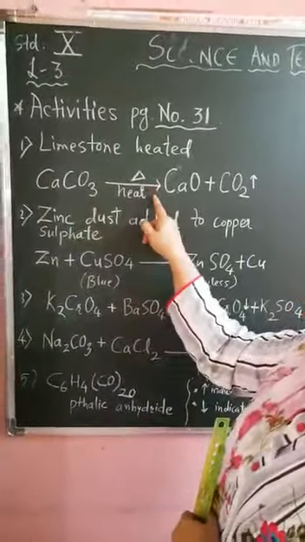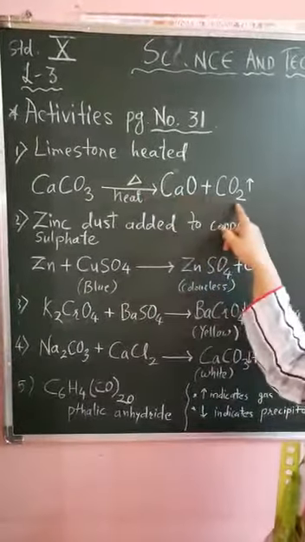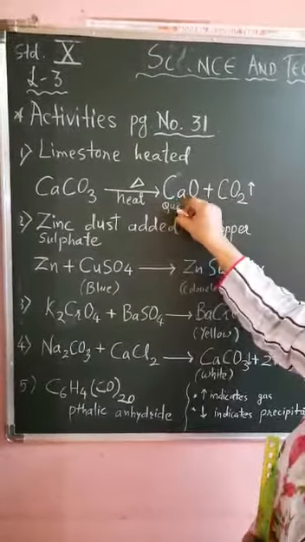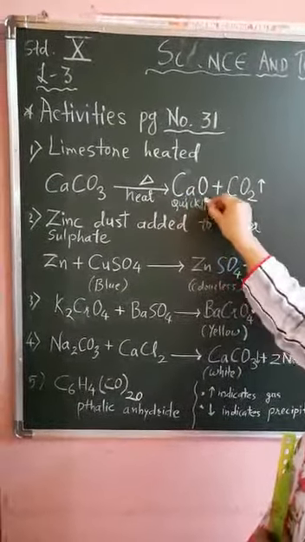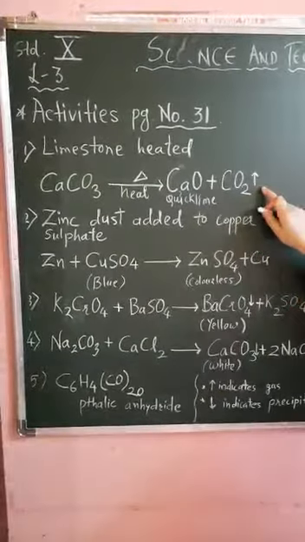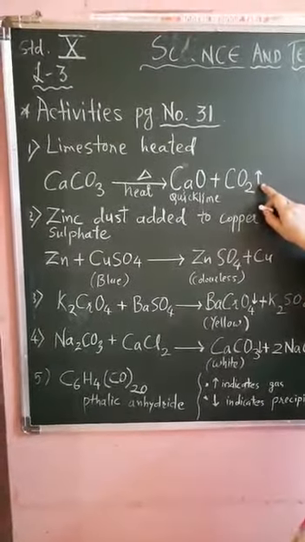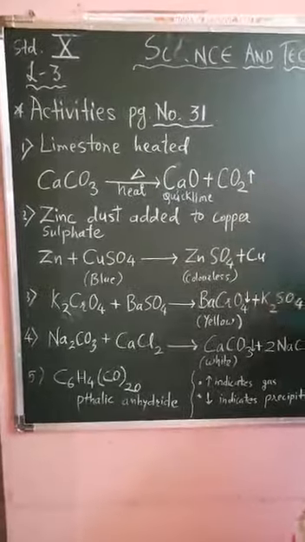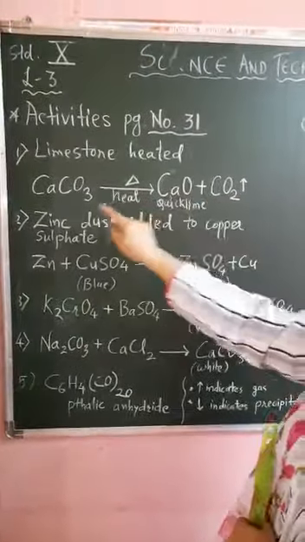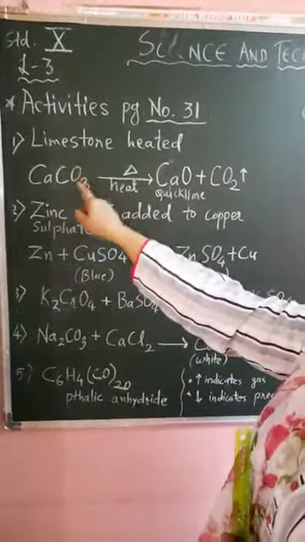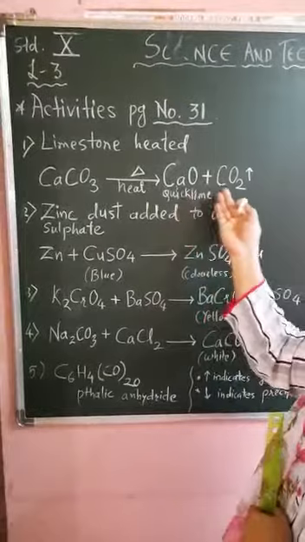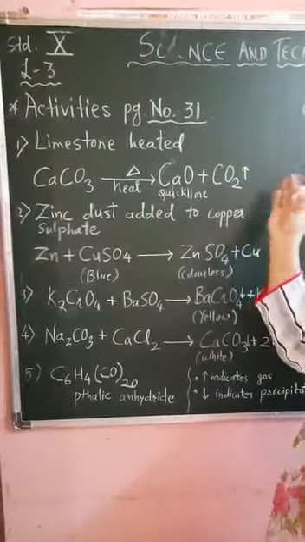When it is heated, we get two new substances, calcium oxide, also called quicklime, and CO2. Here an upward arrow is there. That arrow indicates that it is a gas. So this is the first activity. When calcium carbonate or the limestone is heated, we get calcium oxide and carbon dioxide gas is released.